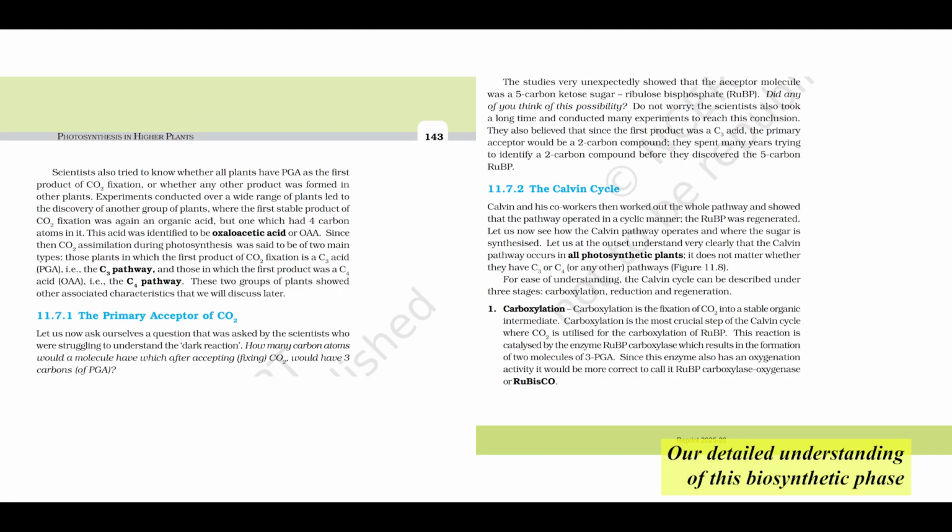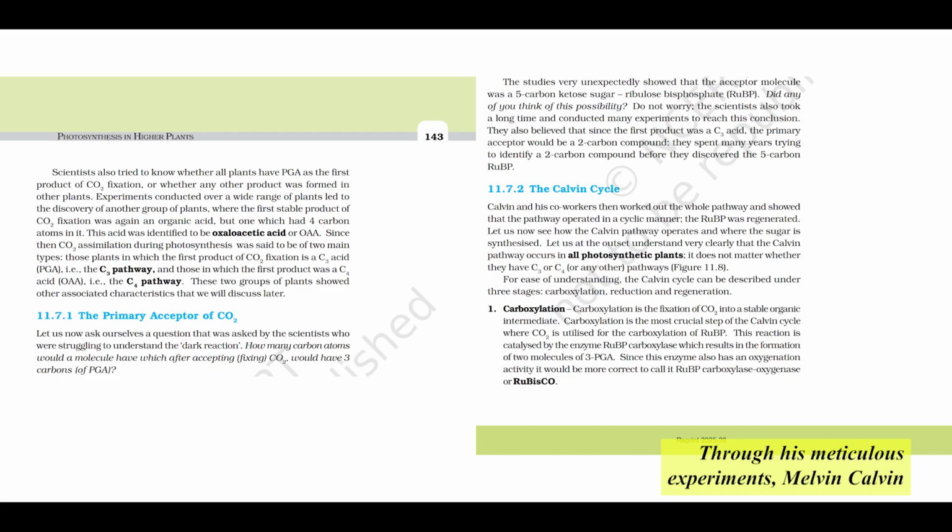Our detailed understanding of this biosynthetic phase largely stems from the brilliant work of Melvin Calvin and his colleagues, Andrew Benson and James Bassham, back in the 1940s and 50s. Using the then new tool of radioactive carbon-14, 14C, as a tracer in experiments with green algae, Chlorella, they painstakingly mapped out the entire pathway. This groundbreaking research, which earned Calvin the Nobel Prize, led to the discovery of the very first stable CO2 fixation product. Now let's talk about that primary acceptor of CO2 and the cycle that, quite rightly, bears Calvin's name.